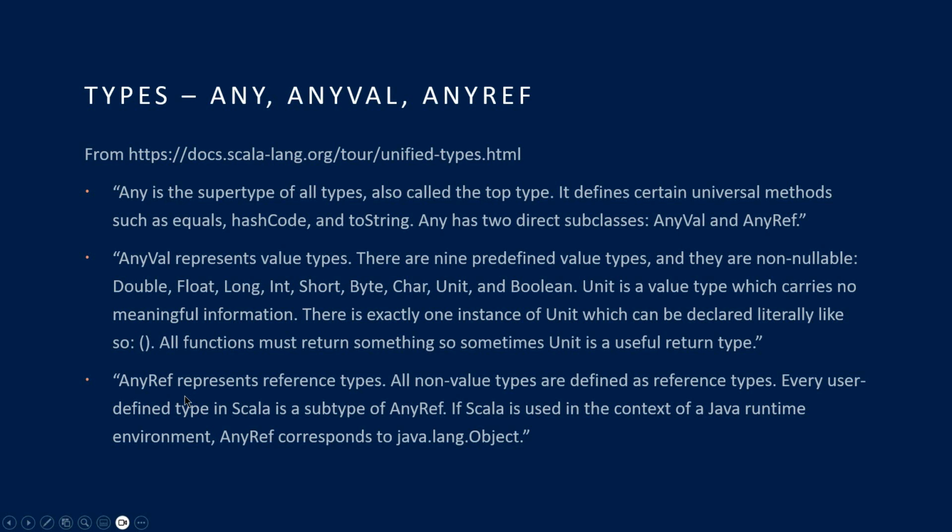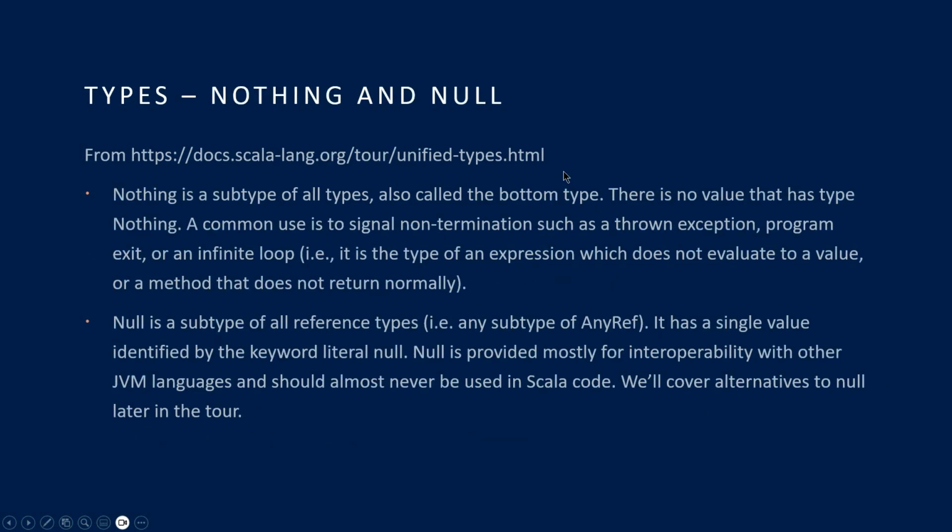AnyRef represents reference types. All non-value types are defined as reference types. Every user-defined type in Scala is a subtype of AnyRef. If Scala is used in the context of a Java runtime environment, AnyRef corresponds to java.lang.Object. Nothing and Null are something else we've wavy-handed away a little bit so far. Nothing is a subtype of all types, also called the bottom type. There's no value that has the type Nothing. A common use is to signal non-termination, such as a thrown exception, program exit, or an infinite loop.